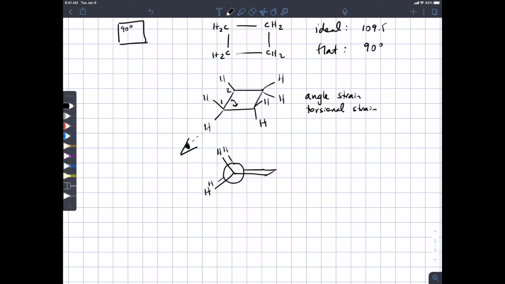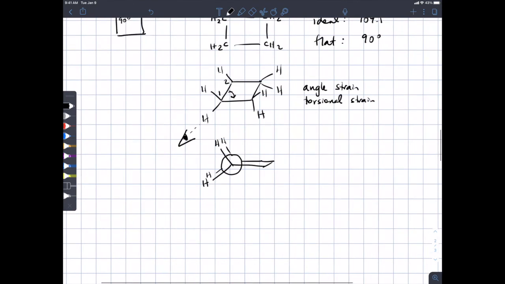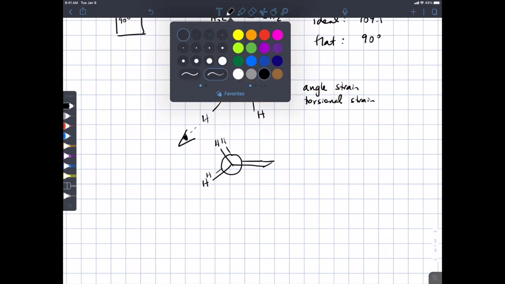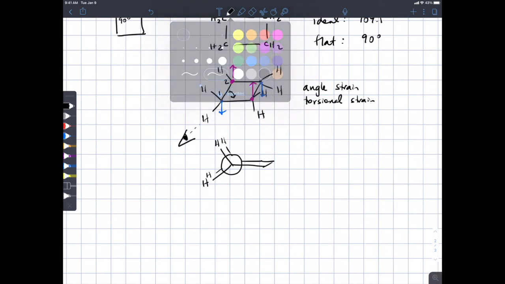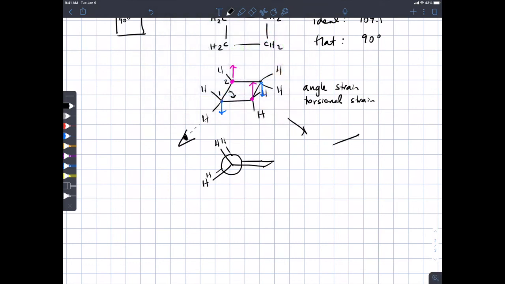So what happens? Well, the ring puckers. What do we mean by that? That's kind of dumb and we need a better word for it. But basically, the ring is going to relax so that the carbons in pink are going to raise themselves upward and the carbons in blue are going to push themselves downward to have a more relaxed shape. Oops, it's kind of hard to draw.